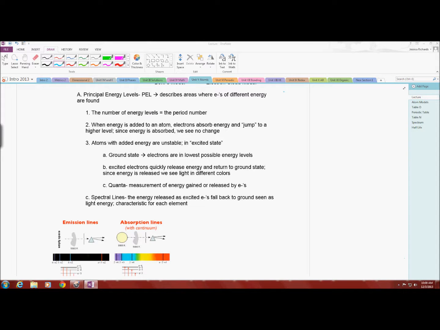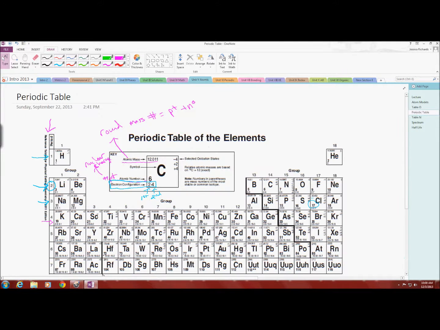Electrons are found in principal energy levels, so those are distances away from the nucleus, and you can tell how many principal energy levels by looking at the period number of the element. So let's take potassium, for example. Potassium's in period 4. He's going to have 4 principal energy levels. Let's look at your periodic table. Here's potassium. He's in period 4. His electron configuration down here is 2-8-8-1. So there's 1, 2, 3, 4 numbers.